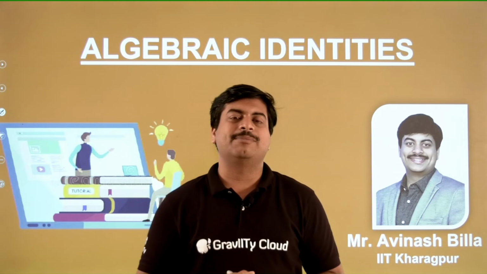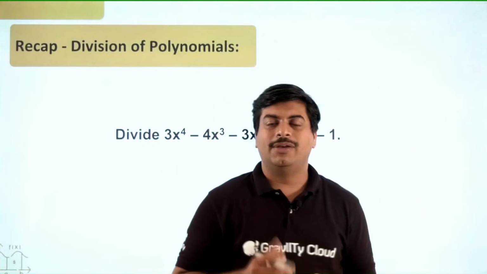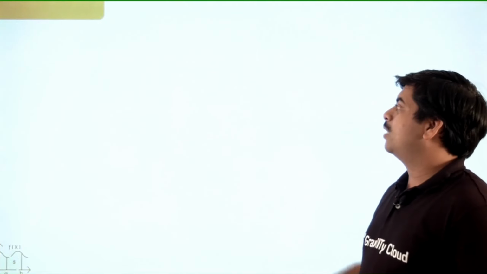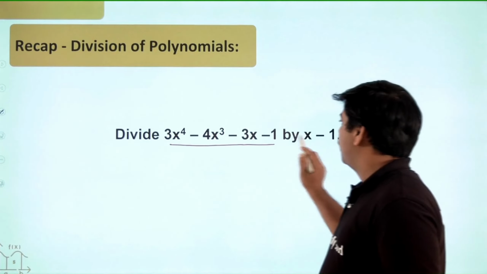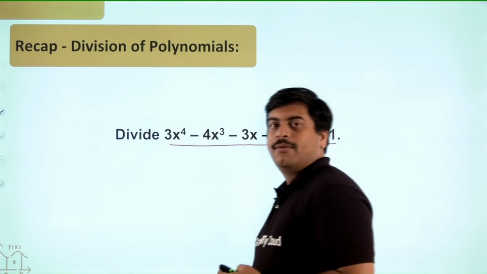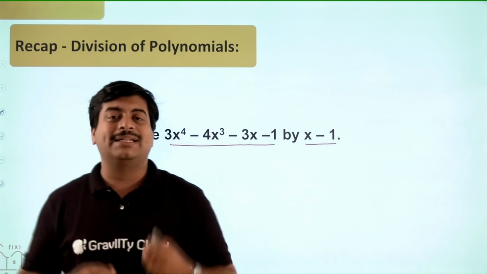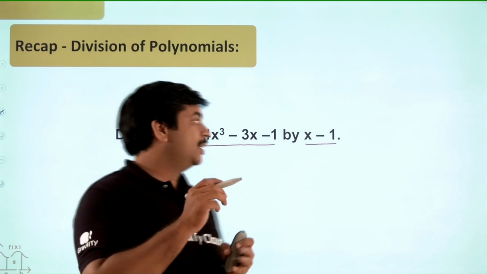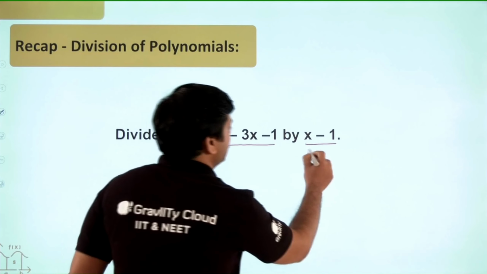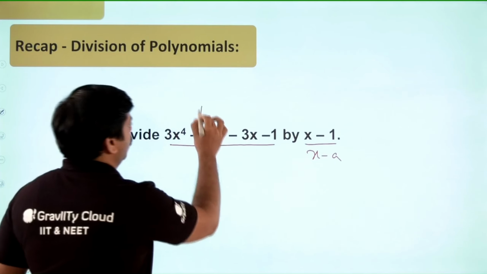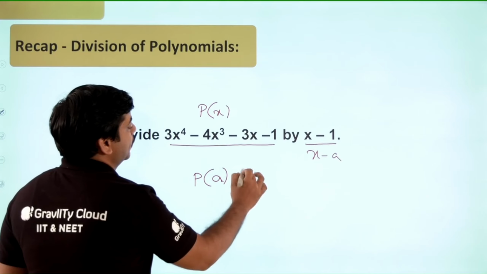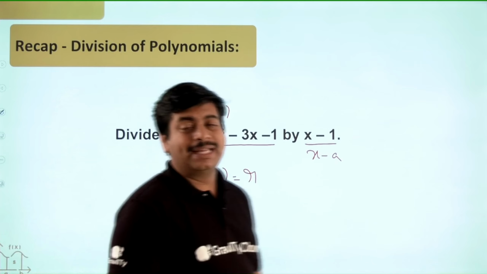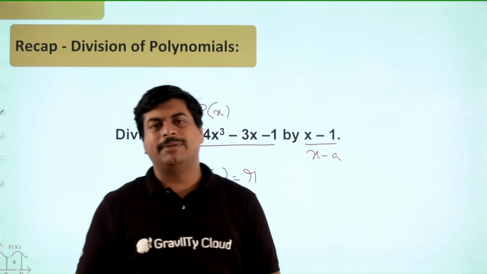What we discussed in the previous classes, you can see here: division of polynomials, dividing this polynomial by x minus 1, right? And we also obtained the remainder, and that remainder we can directly obtain if it is x minus a, where this is p of x. So, p of a will give you the remainder. This is nothing but the remainder theorem, if you can remember that, right?